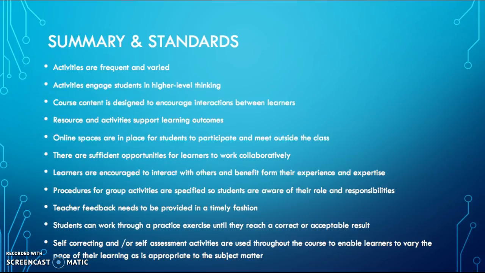So to summarize Chapter 6, it basically needs to be that activities are frequent and varied. Just like in this course, we're given several different activities every 2 weeks, and they're never the same. They're always either podcasting or making a web video. They're engaging students to think at a higher level. It allows them to interact between the learners. Resources and activities support those learning outcomes. It's a space where students can participate outside of the class, and there are sufficient opportunities for learners to actually collaborate with one another.